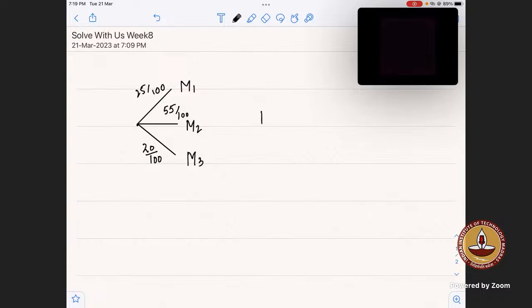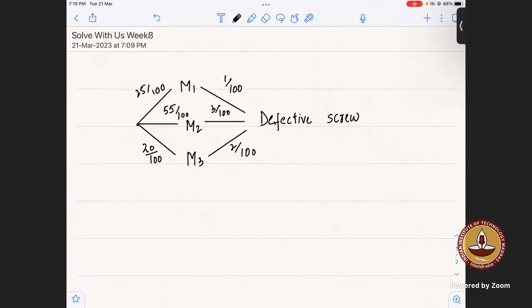Now, we know that what we are dealing with is the defective screw, right? So what is the probability that the screw will be defective, that it was manufactured from machine 1? That has been 1%, right? 1 by 100. And what is the probability it will come from machine 2? 3%, that will be 3 over 100. And similarly for machine 3, it's going to be 2 over 100. What I have done up to this point is that I just listed out what was given in the question.